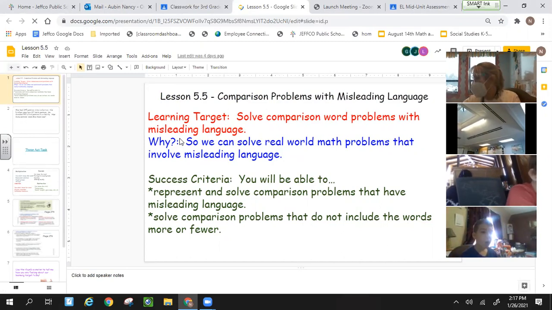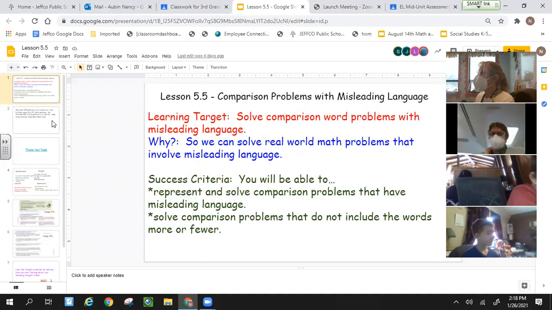We do not need our math workbooks yet. First, we're going to use our math spiral to warm up our brains. But just so you know where we're headed, today we're going to look at comparison word problems like yesterday's. But today they're going to have misleading language. Does anyone know what misleading means? Haley?